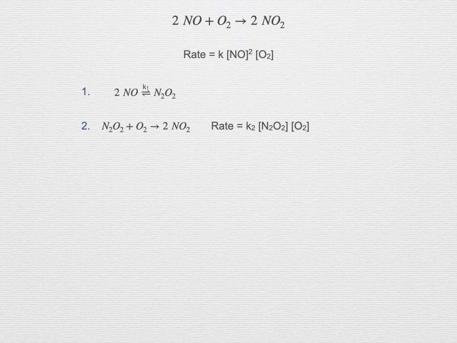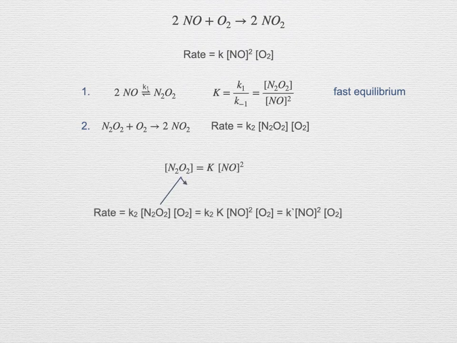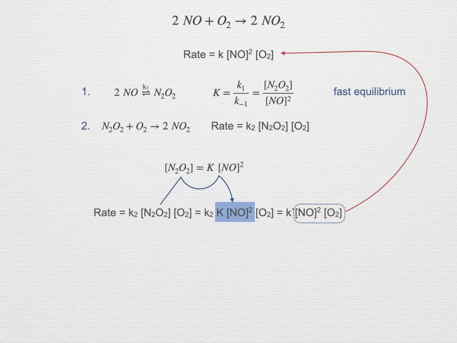So how could we get rid of the intermediate, and what would we replace it with? Go back to equation 1. Since it is in equilibrium, we will write out an equilibrium expression for it. When you look at this equation, you can see that it can be rewritten to solve for the concentration of N2O2. With this, we can replace the N2O2 concentration in the second equation's rate law to obtain this expression, which is consistent with the observed rate law.